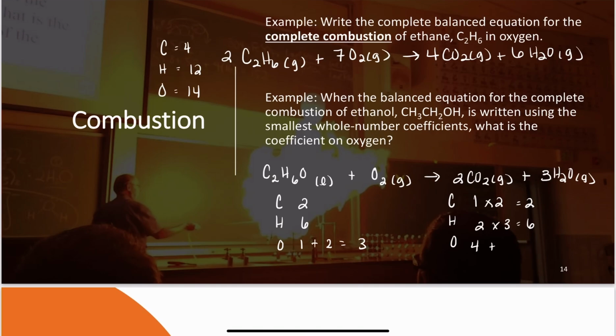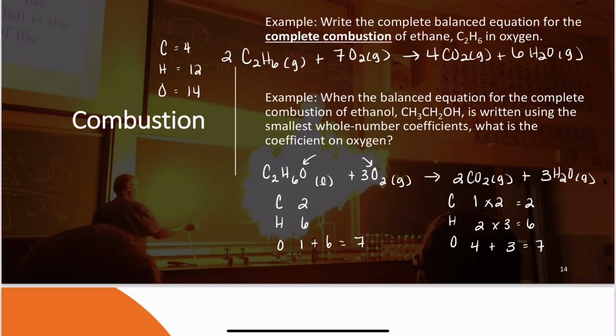That changes my oxygens here. That gives me 3 oxygens here. Overall, 7 on this side. My carbons are balanced, my hydrogens are balanced, but now I have this oxygen 3:7 ratio. I don't need a fraction this time, though, because my oxygen is split across 2 different atoms. What I can easily do here is put a 3 in front of the O2 here, which changes this to a 6, which changes this to a 7.